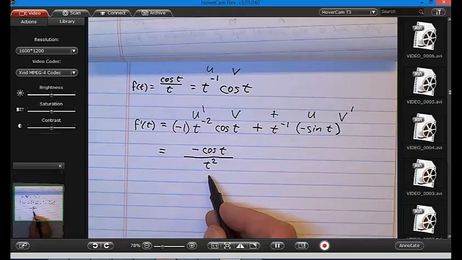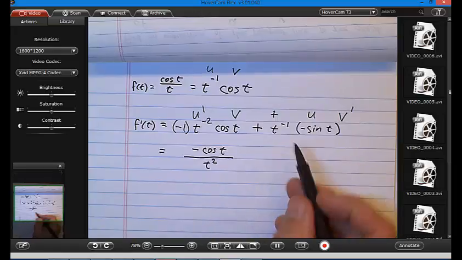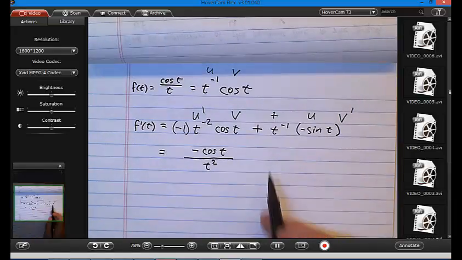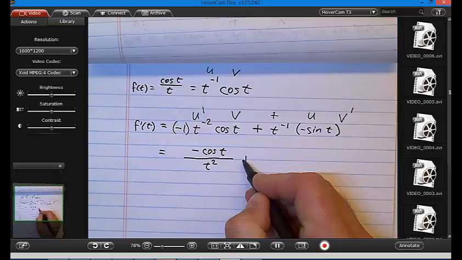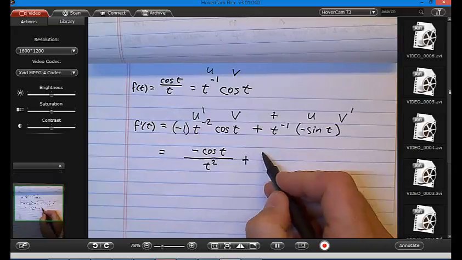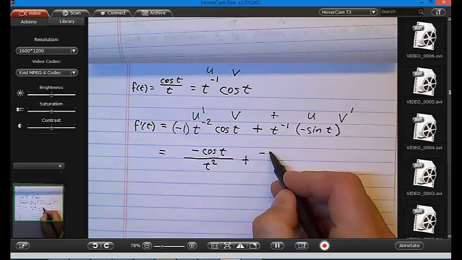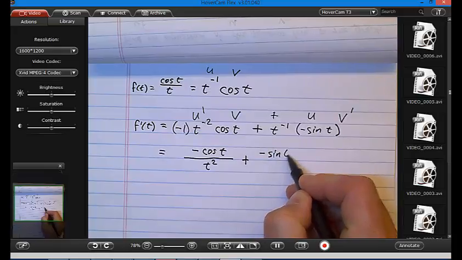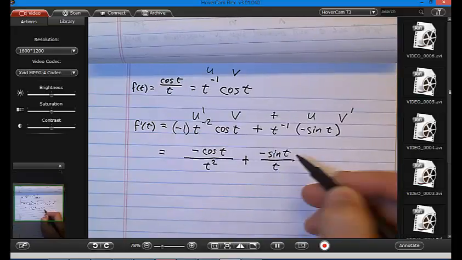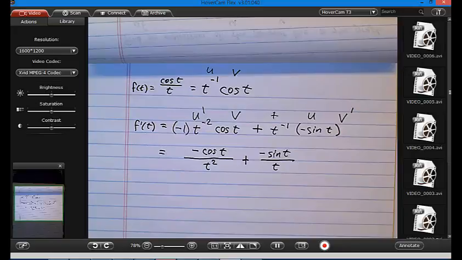The other thing Bob might do is Bob might write this as one big fraction. So now if you want to write it as one big fraction, can you add these fractions? You only can if you multiply top and bottom by what? By t, so that you'll get a common denominator of t squared.